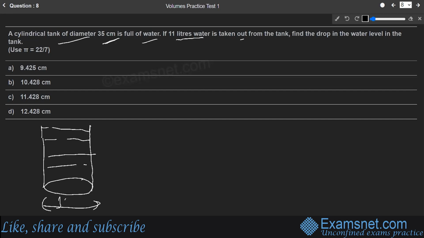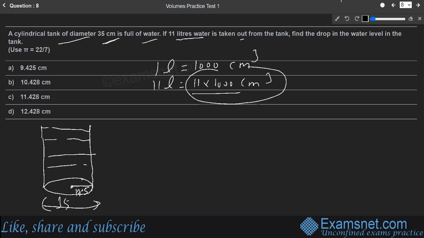The cylindrical tank has a diameter of 35 centimeters. So clearly the radius is going to be 35 by 2, that is 17.5 centimeters. It is full of water, so it is full to its capacity. 11 liters of water is taken out. So let us first convert this 11 liters into centimeter cube. By the conversion factor, 1 liter is equal to 1000 centimeter cube. So 11 liters is equal to 11 into 1000 centimeter cube. That is the actual volume that has been removed.